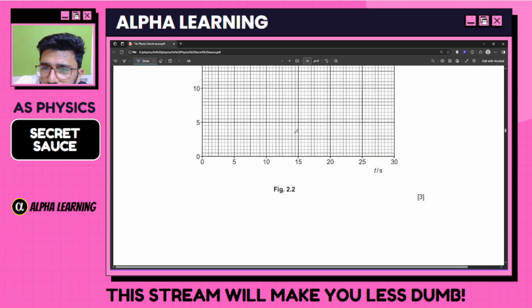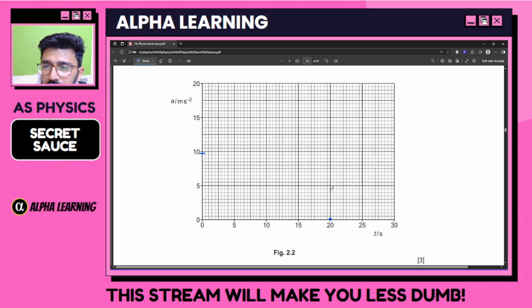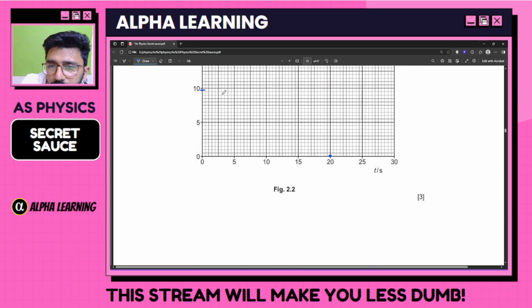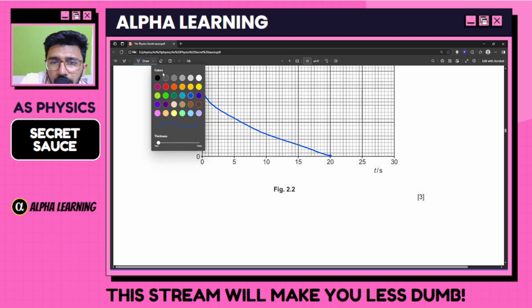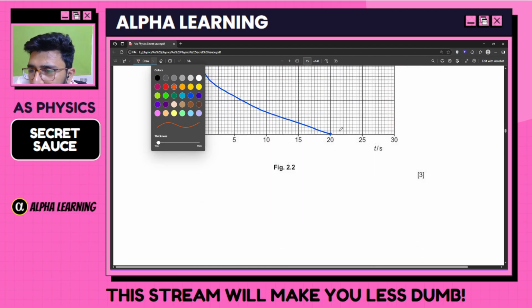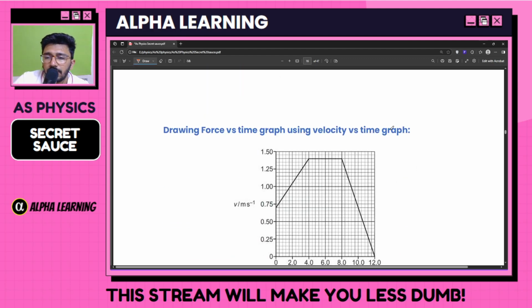Initially at time t equals 0, you will start with an acceleration of 9.81. As soon as you reach 20 seconds, I think it is 20 seconds, yeah, your acceleration becomes 0, because the gradient of the velocity time graph has become 0. And then after 20 seconds the velocity remains constant, that means the gradient is 0, acceleration will be 0. So extend this line like this, simple. Now let's further move ahead.